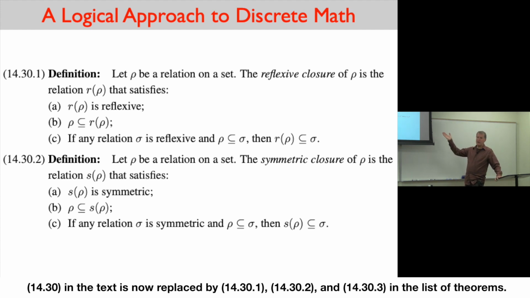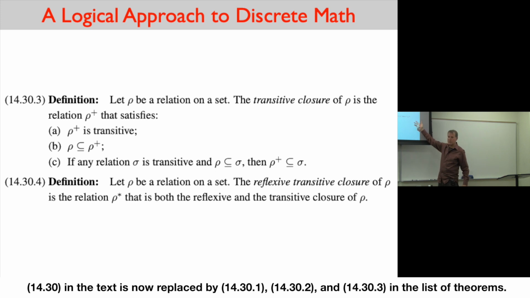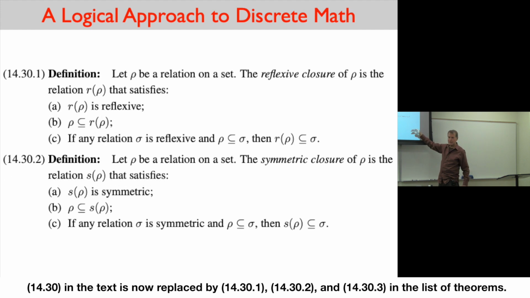So how many different closures do we have here? Lots. No, I mean how many different types? 3. We've got the reflexive closure, the symmetric closure, and the transitive closure. Remember, those are the 3 kinds of closures that are possible when we read this. There's a reflexive closure, a symmetric closure, and a transitive closure, right?